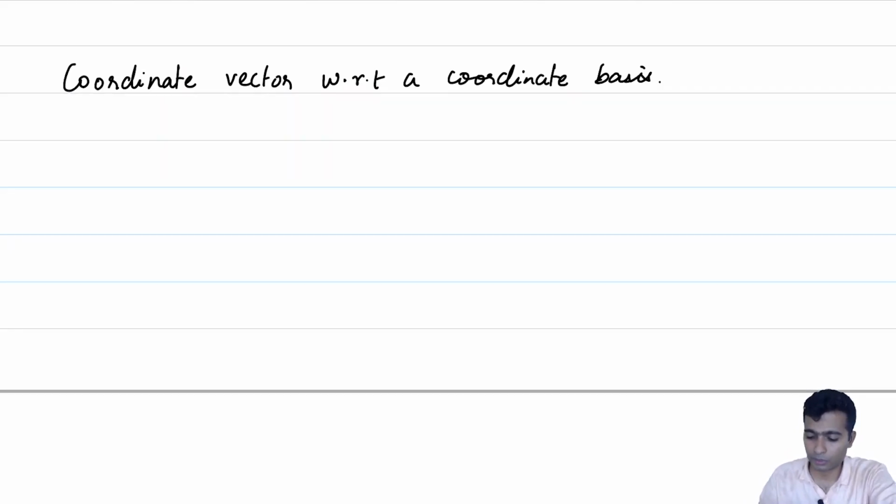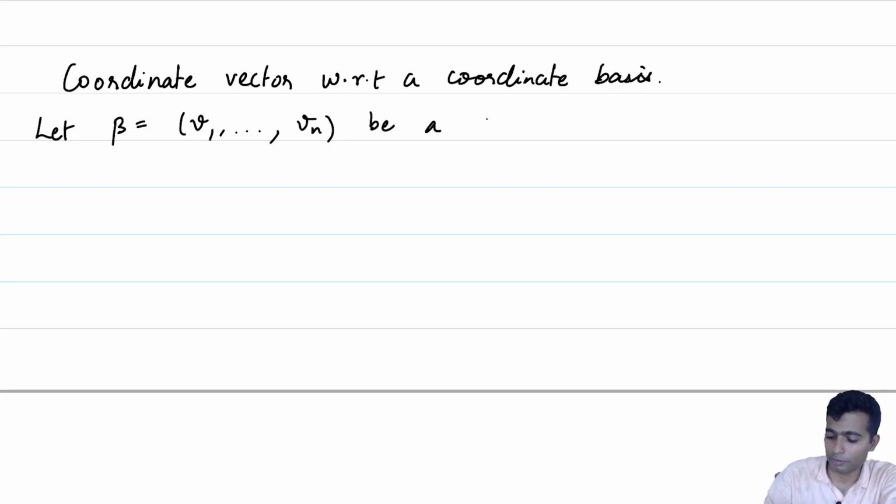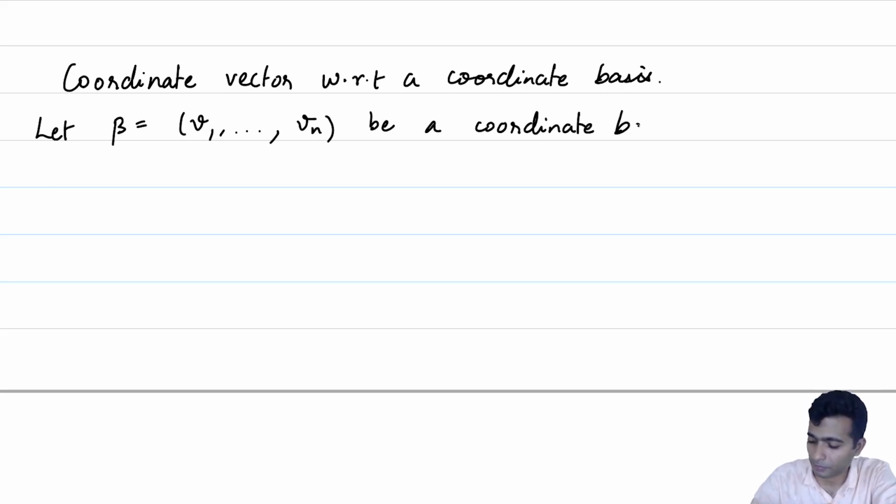Coordinate vector with respect to a coordinate basis. So let V, again the same setup as above, be a finite dimensional vector space. Let's say it's of dimension n. And let beta equal V1 to Vn be an ordered basis or a coordinate basis. Ordered basis is an equally popular term in literature.